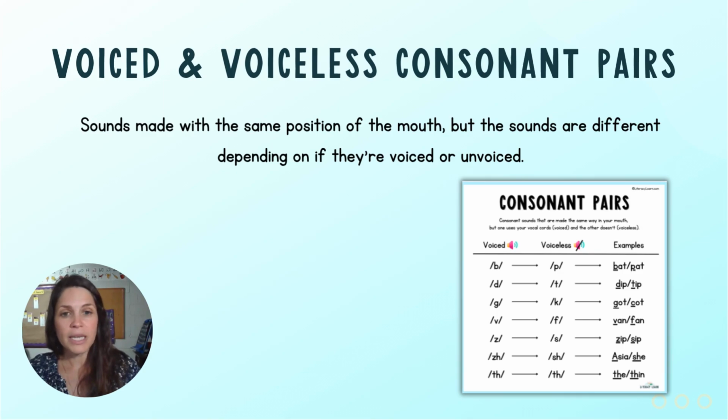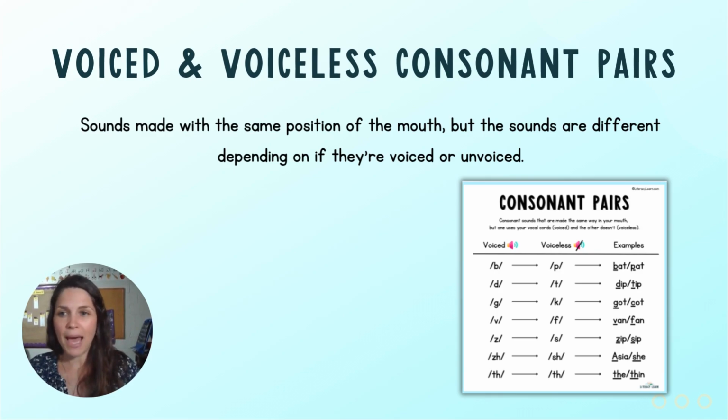Other examples include the b and p sound. One is voiced, one is unvoiced. The d and t sound. G and k sound. V and f sound. Or the voiced and unvoiced th. Now, this is really helpful when teaching spelling and pronunciation, especially for kids who often confuse these sounds.